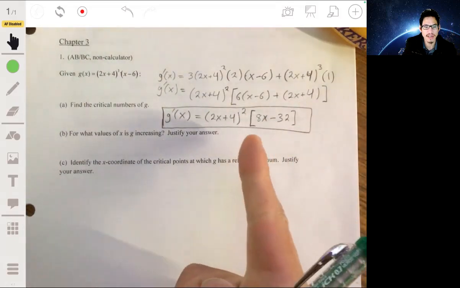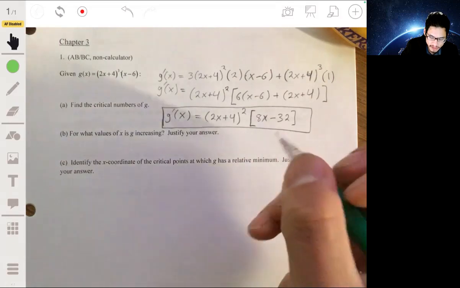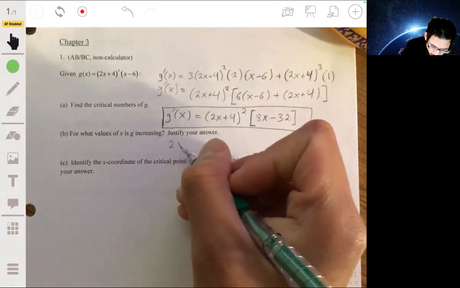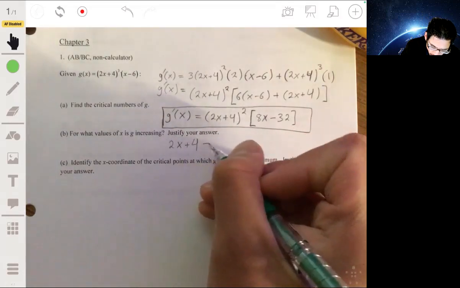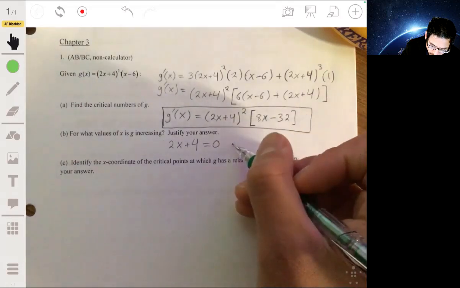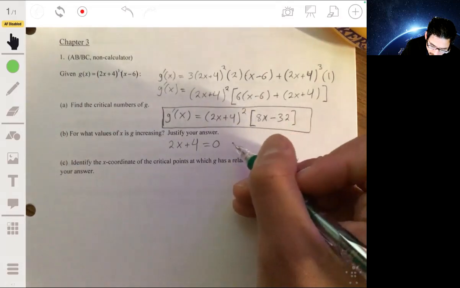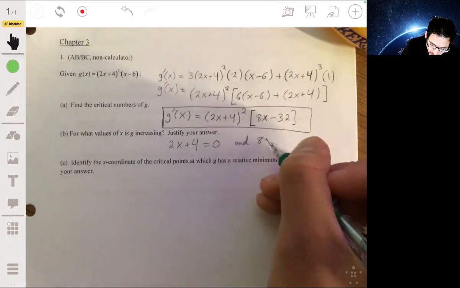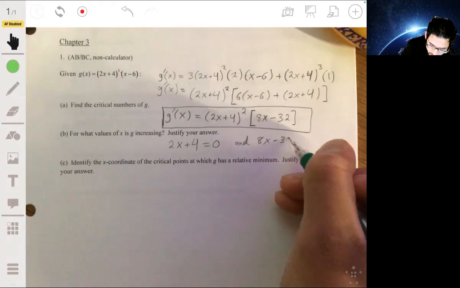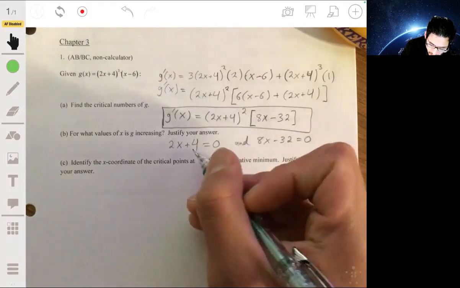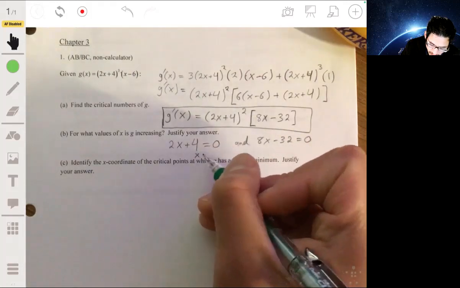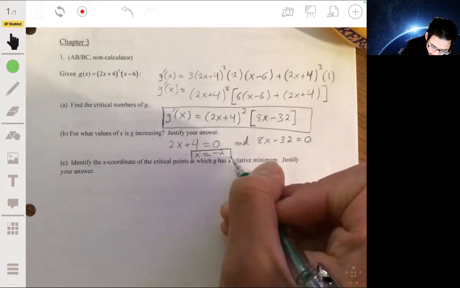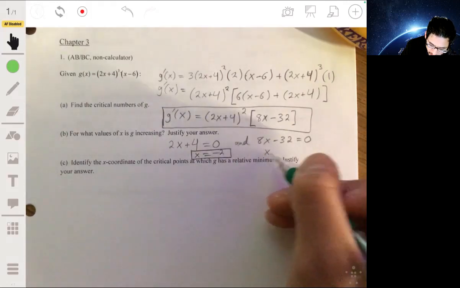Now we just need to find the zeros of this. So we're just going to set 2x plus 4 equal to 0, and then 8x minus 32 equals 0. And then solve this for x, we'll get x is negative 2, and x is 4.